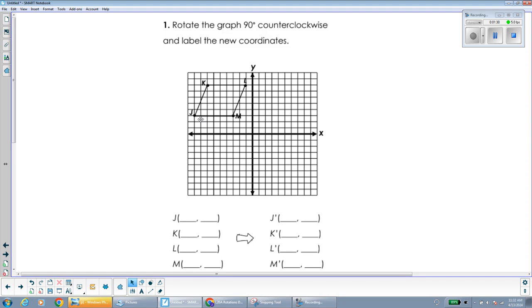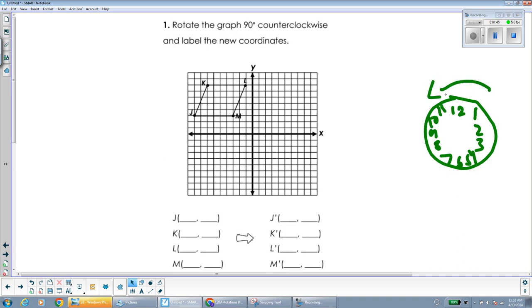So we're going to rotate this figure, this quadrilateral, 90 degrees counterclockwise. So remember that counterclockwise is the opposite direction from how the numbers on a clock move. So we're rotating this way. So right now this figure is in quadrant 2, and we're going to move it into quadrant 3 when we rotate it, because we're rotating it counterclockwise. So what I'm going to do is I'm just going to dot my center of rotation, which is the origin, because if it doesn't specify, your center of rotation is the origin.